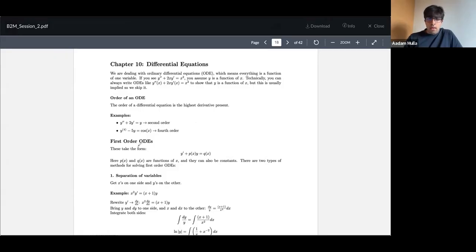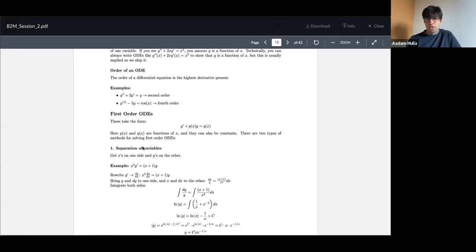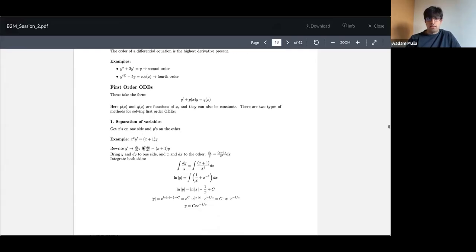So first order ODEs have highest derivative of one, and they take the form y prime plus something times y equals something. Okay. There's two ways of solving them. The first way is the nicest way that you should have seen if you took even BC Calc. It goes over separable differential equations. Let's do an example real quick, right?